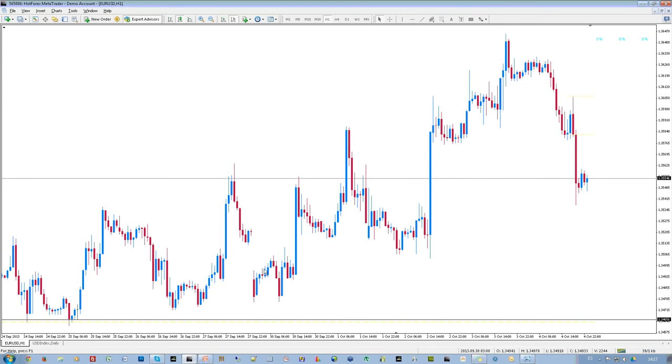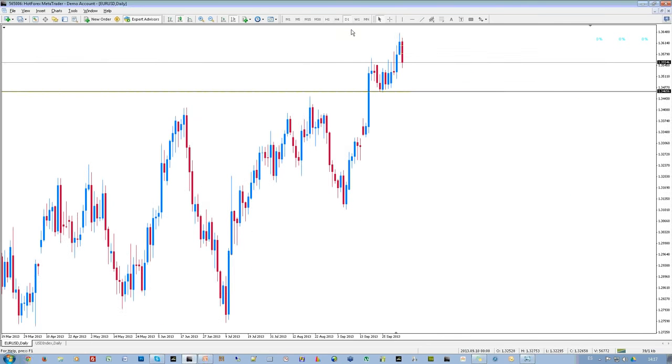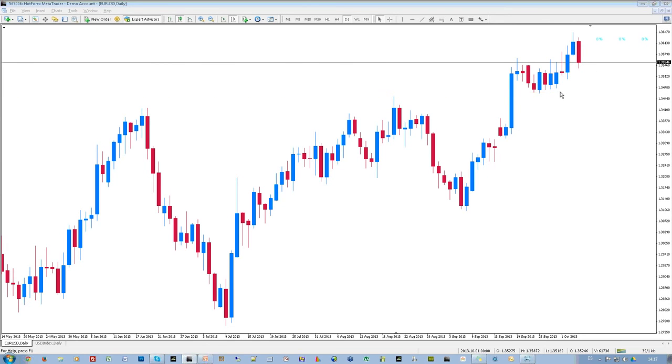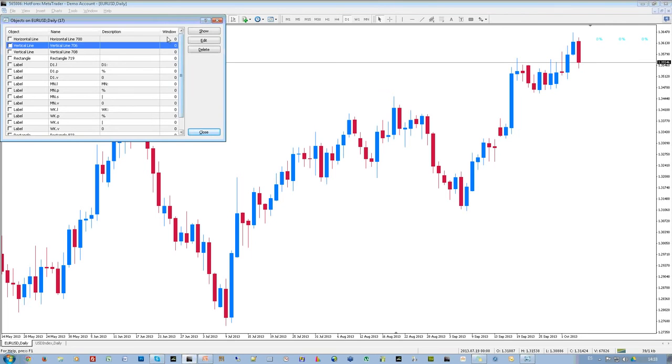So this is the way it is. We have covered how to draw them. Let me go, for example, to the daily. Let's see the daily. I'll draw levels on the daily as well. It's the same thing. Price is fractal. Let me go to the objects list, and then we'll remove everything here.